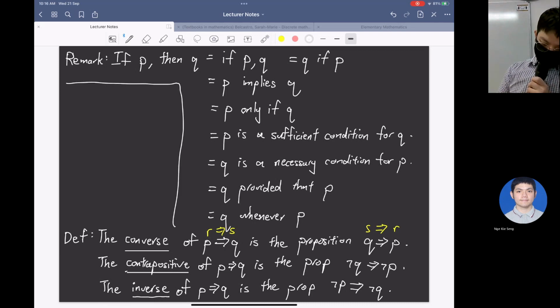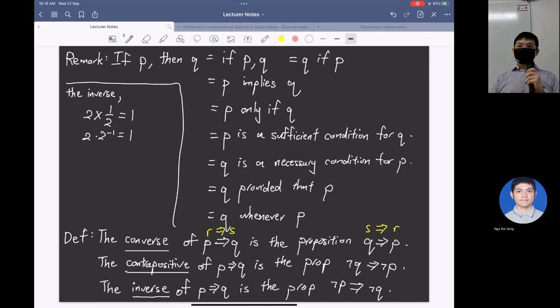In pure maths, there's a thing called group theory, so we also have an inverse. Actually, inverse appears in fractions, in rational numbers. So for example, 2 times the inverse of 2 is 1, right? So you wonder why this is called inverse.